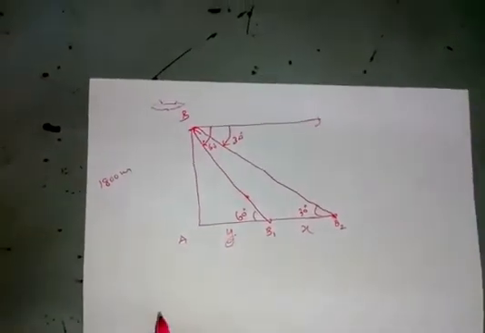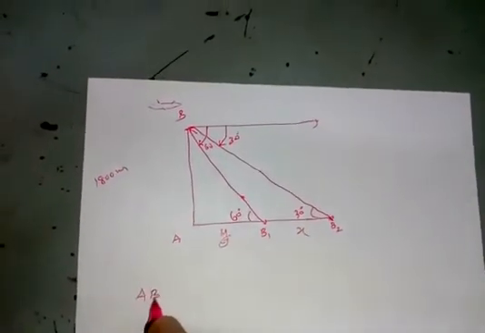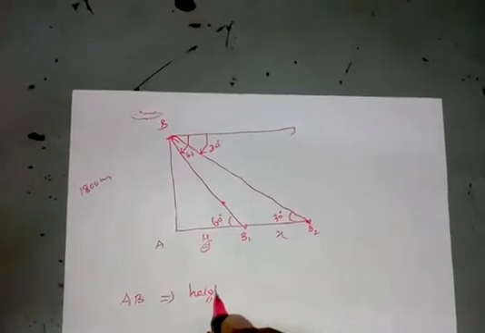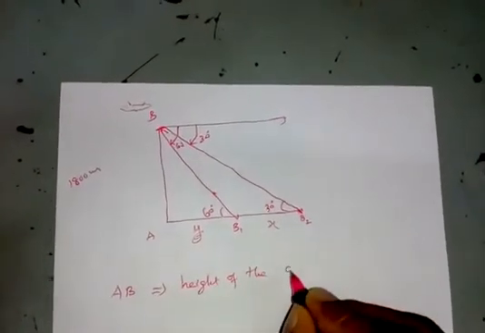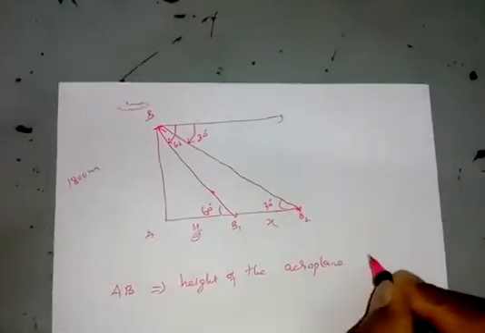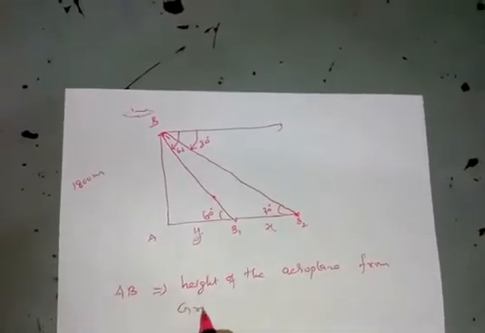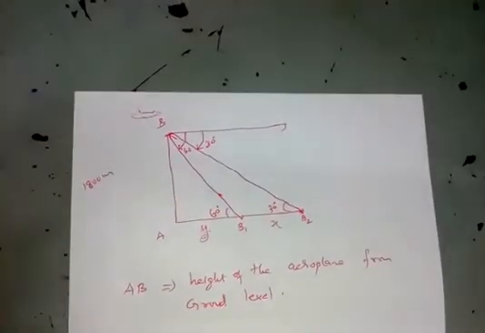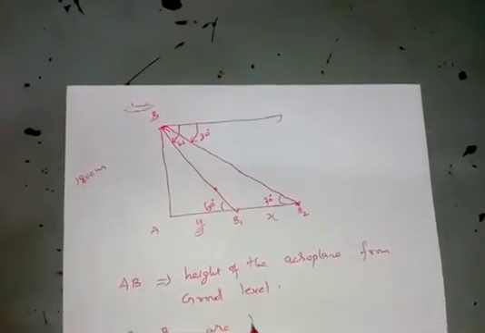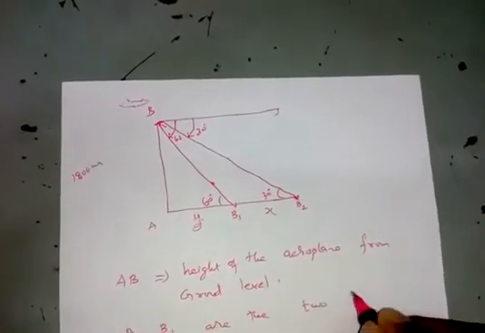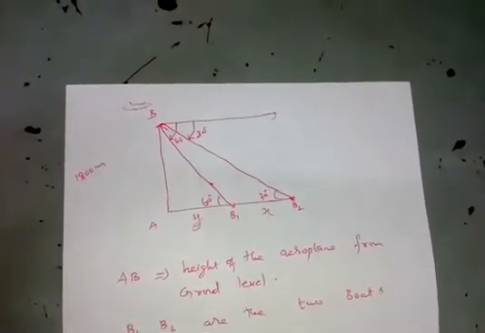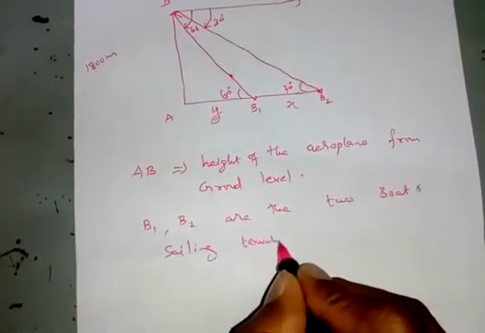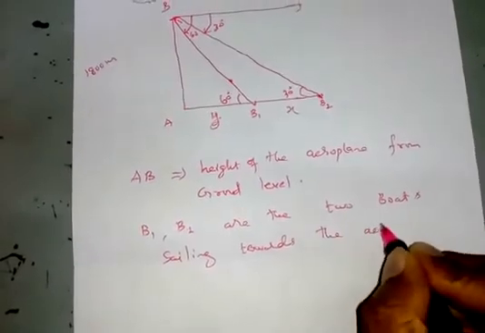Now I am going to mention what the things in the diagram are. First, AB is the height of the aeroplane from ground level. B1, B2 are the two boats sailing towards the aeroplane.